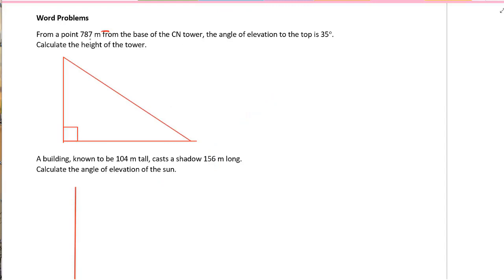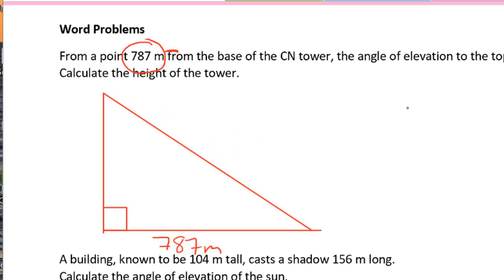So the first question, we are told that a point is 787 meters from the base of the CN tower, so that means that this must be 787 meters. It's telling us that the angle of elevation looking at the top, so we're down here and we're looking at the top of the CN tower, is 35 degrees. So that's this angle right here, so we can write that in as 35 degrees. Now we're asked to calculate the height of the CN tower, so this is what we want to know over here.